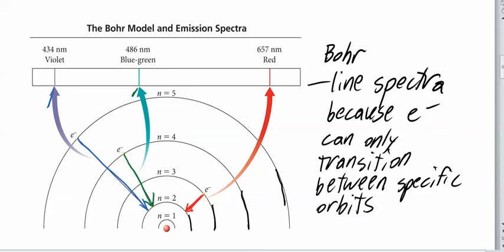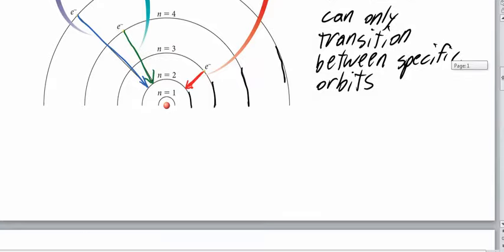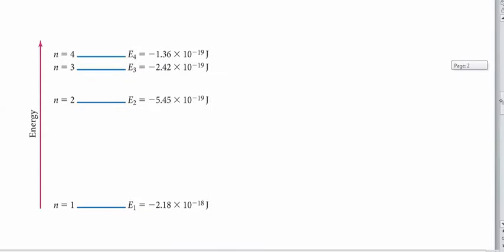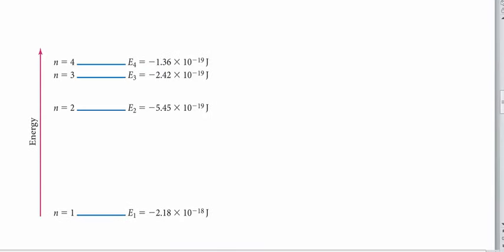And each atom has different orbits, so each atom has specific lines of light that it absorbs and emits. For example, we know that the sun is made mostly of hydrogen and helium, not because we've gone and taken a scoop out of the sun and analyzed it, but because we can see what kinds of light it emits and absorbs.